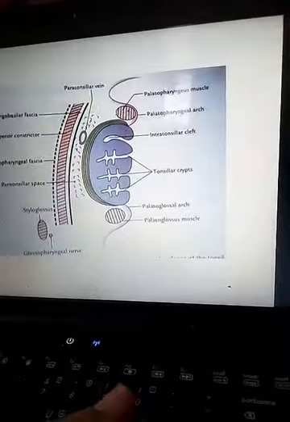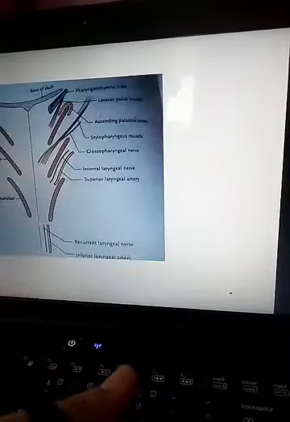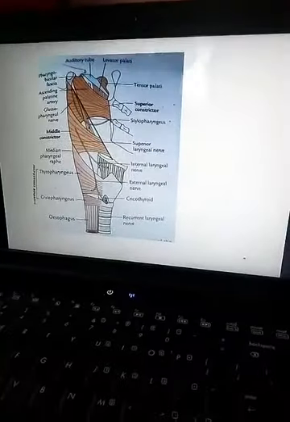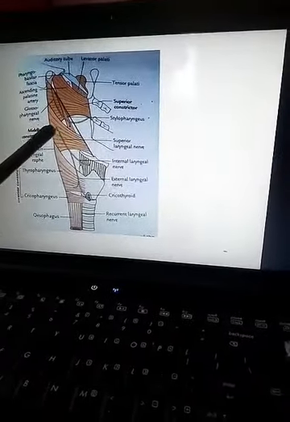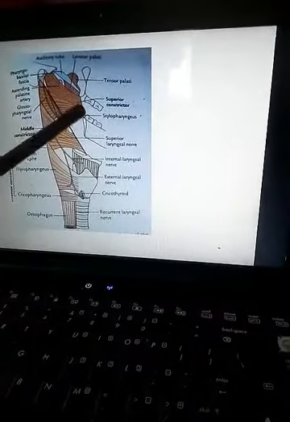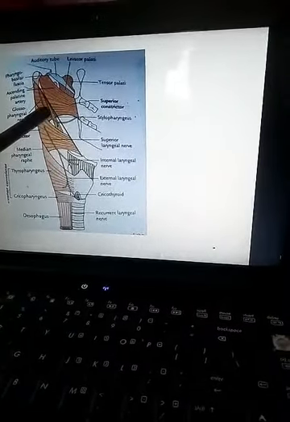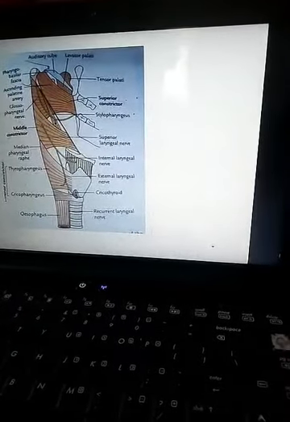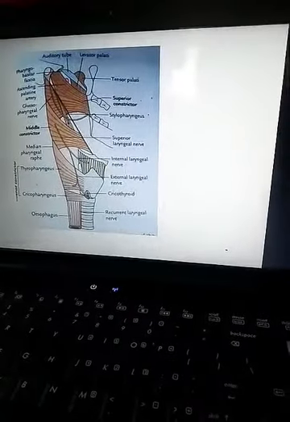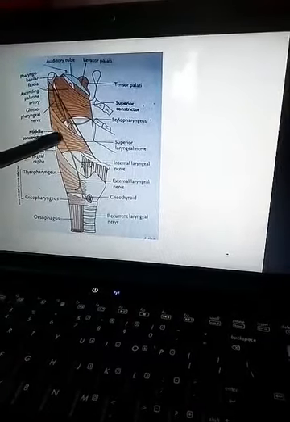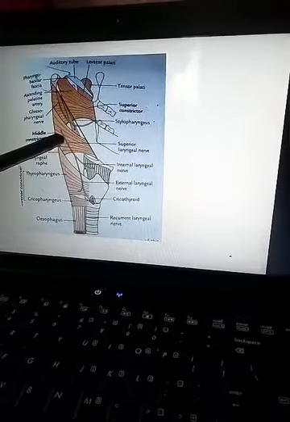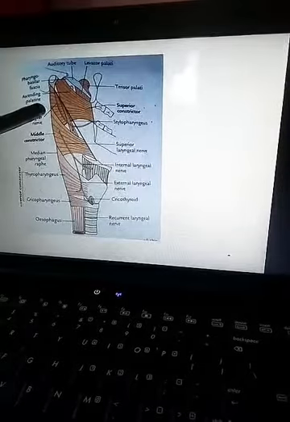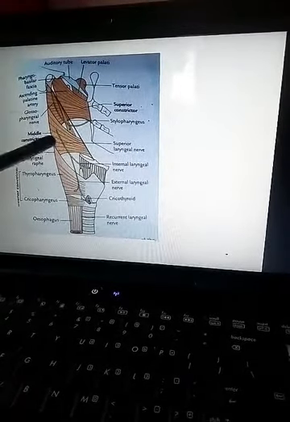Now the nerve supply of the pharynx. All the pharyngeal muscles are supplied by the cranial root of the accessory nerve, except the stylopharyngeus, which is supplied by the glossopharyngeal nerve. Now the sensory supply of the nasopharynx is by the pharyngeal branch of the pterygopalatine ganglion. The oropharynx is by the glossopharyngeal nerve, and the laryngopharynx is by the internal laryngeal nerve.